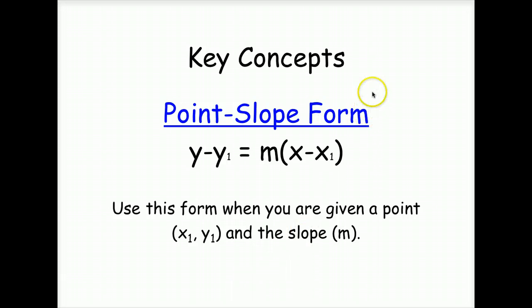Our key concept for this lesson is point-slope form. Notice we have a point, x sub 1 and y sub 1, and the slope, m. We need all of this information in order to use the point-slope form. So you're going to use this form when you're given a point and the slope.